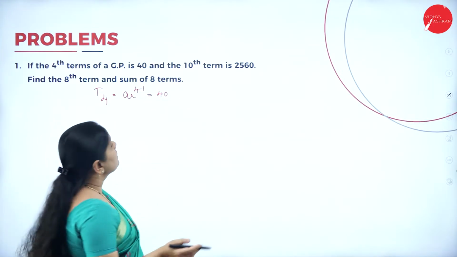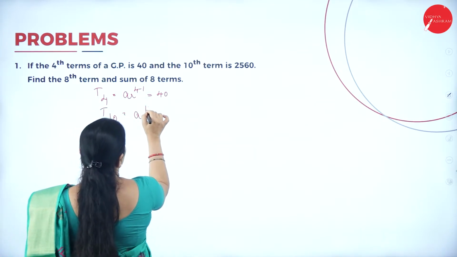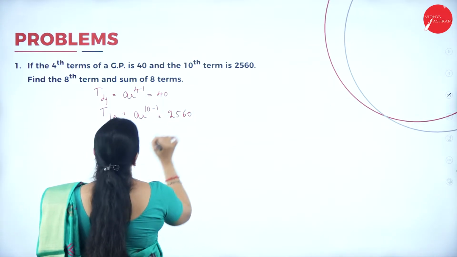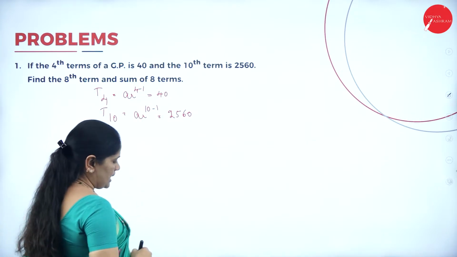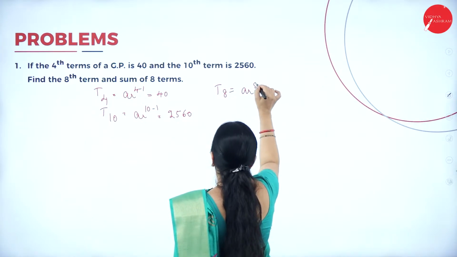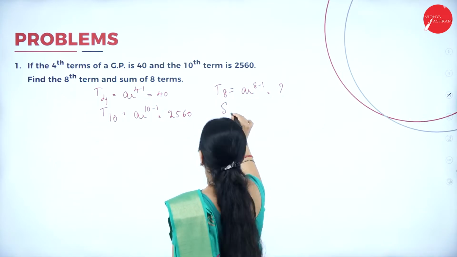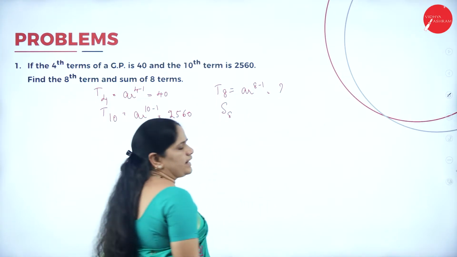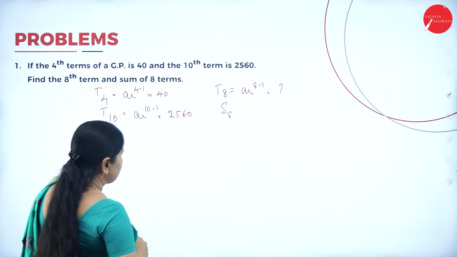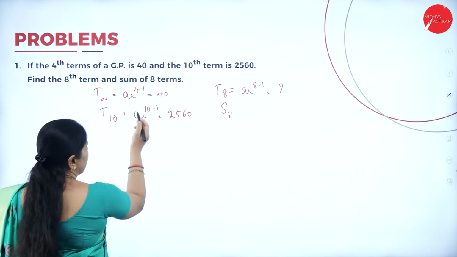And they have also given the 10th term. T10 equals ar to the power 10 minus 1, so this is 2560. They have asked us to find T8, which equals ar to the power of 8 minus 1, and we also have to find the sum of the 8 terms. So we don't know a, we don't know r. So we will simplify using this.